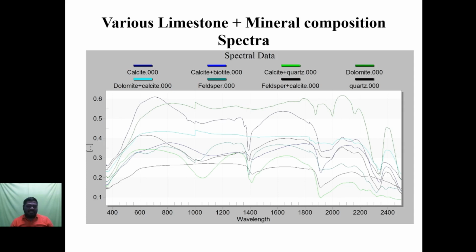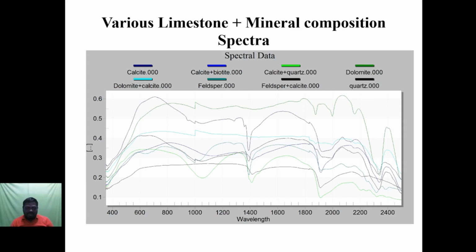Next one, this is the limestone mixed with various compositions. This mixed limestone also gives a very huge absorption at 2300 nanometer, but you can see a number of fluctuations in the spectral signatures. For example, calcite gives one spectral signature, but calcite and biotite give a spectral signature in blue color, so absolutely a variation will be there. The composition gives various results.